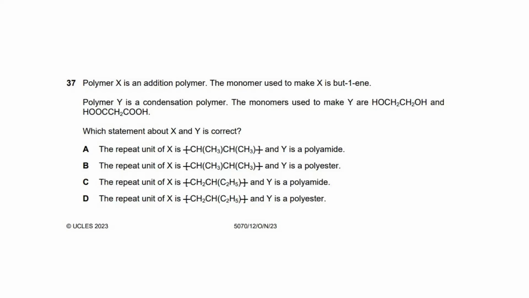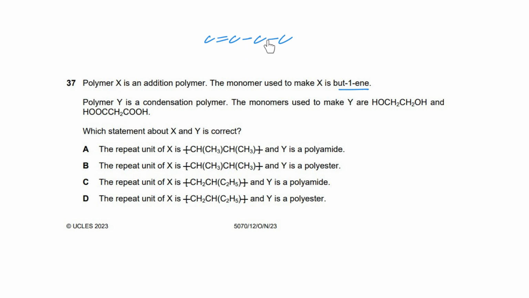Okay, polymer X is an addition polymer. The monomer used is but1-ene. And I'll go into a lot of detail for this question because conceptual clarity is very important to be able to solve this question, in my opinion. Okay, but1-ene. So if it's but1-ene, that means the double bond is between the first and the second carbon, right?